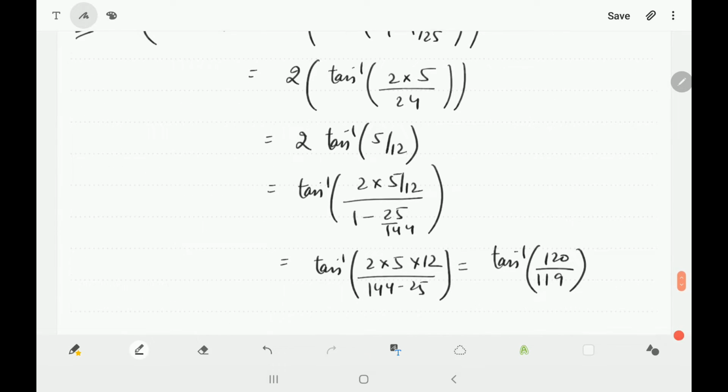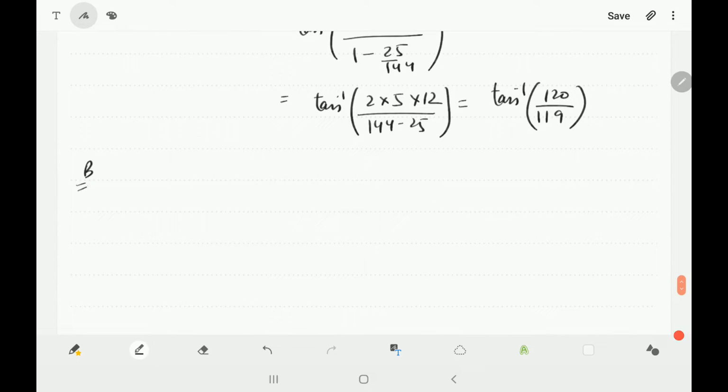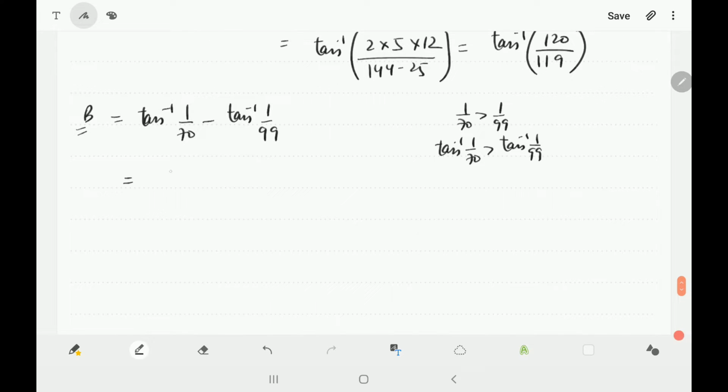Now let's simplify the B term. Our B term is tan inverse of 1 by 70 minus tan inverse of 1 by 99. We already know that 1 by 70 is greater than 1 by 99. Okay, so tan inverse of 1 by 70 will be greater than tan inverse of 1 by 99. So it will be a positive term because tan inverse x is an increasing function. So we can write this term as tan inverse of 1 by 70 minus 1 by 99 upon 1 plus 1 by 70 into 1 by 99.